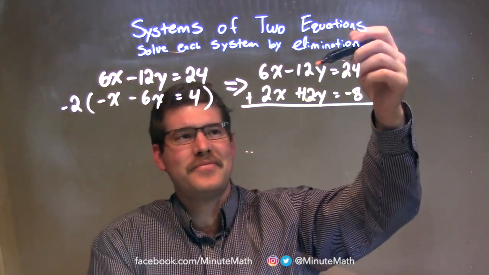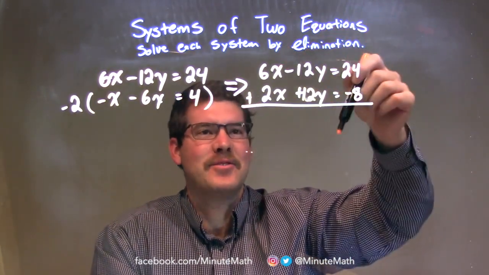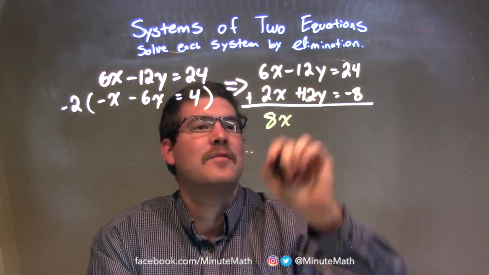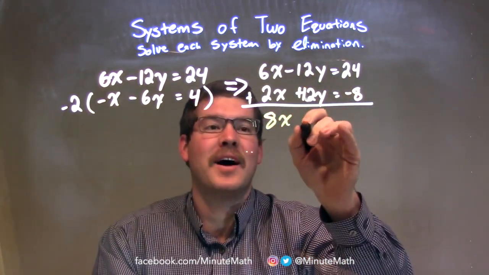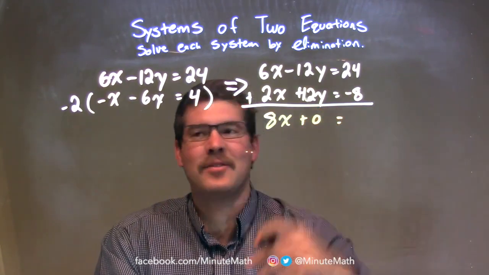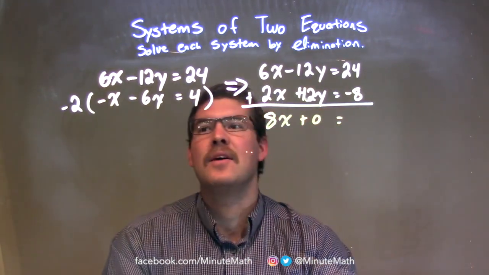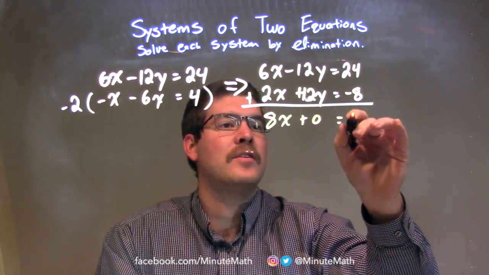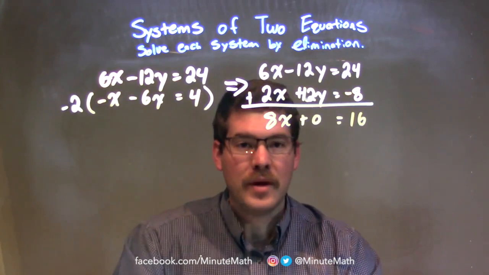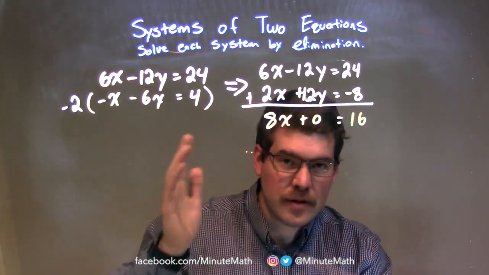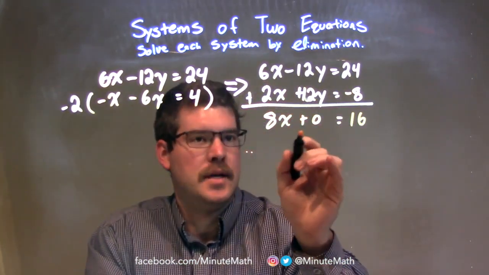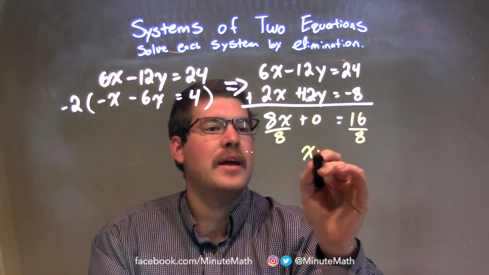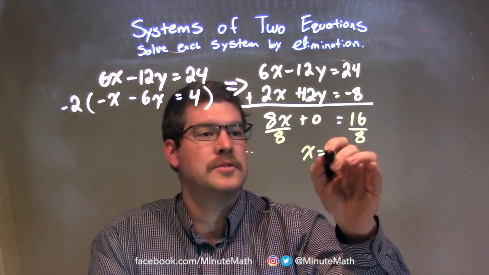All right. So to add these two straight down, 6x plus 2x is an 8x. Negative 12y plus a positive 12y is a 0, which it should. If it doesn't, you messed up, and I almost did. Okay. 24 and a negative 8 come out to be a positive 16. From here, we don't really care about the 0. We can just eliminate that. Pun intended. And I'm going to divide by 8 to both sides to get x by itself. That gives me x equals 16 divided by 8, which is 2.